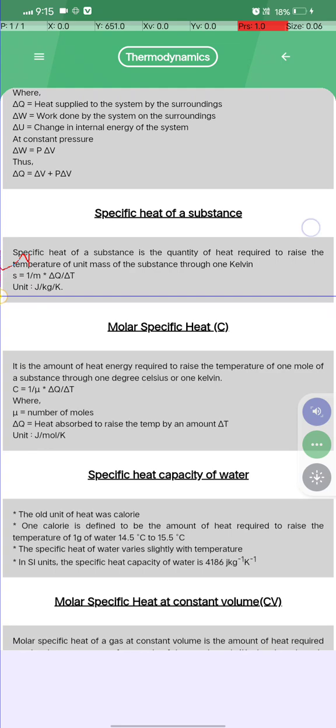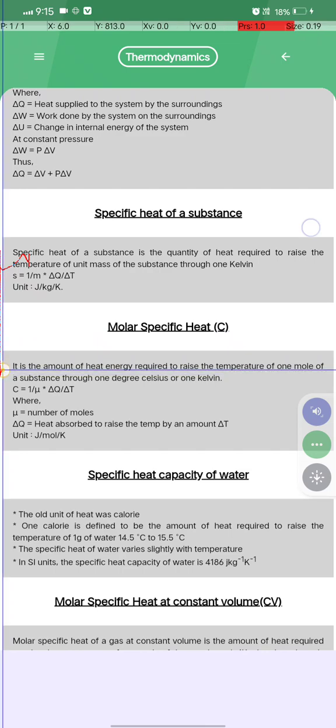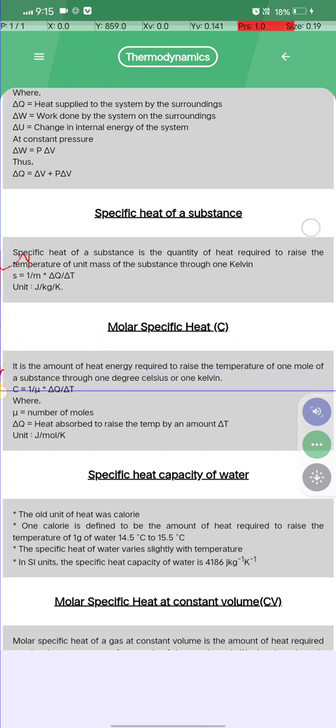उसके बाद मोलर स्पेसिफिक हीट क्या होता है? It is the amount of heat required to raise the temperature of 1 mole of a substance through 1 degree Celsius or 1 Kelvin. C is equal to 1 by mu, delta Q by delta T, where mu is equal to the number of moles and delta Q is equal to the heat absorbed to raise the temperature by an amount delta T. Unit is joule per mole per Kelvin.